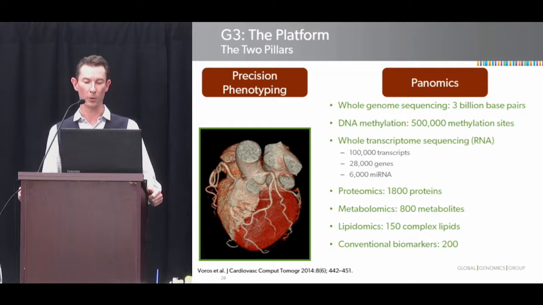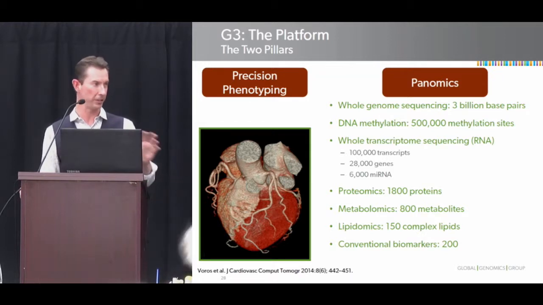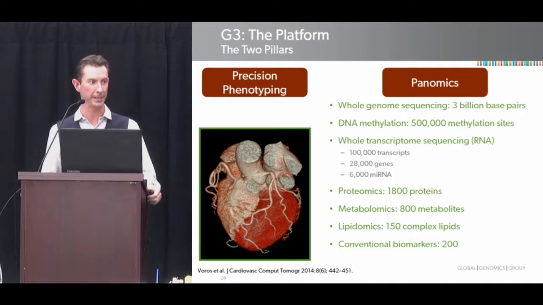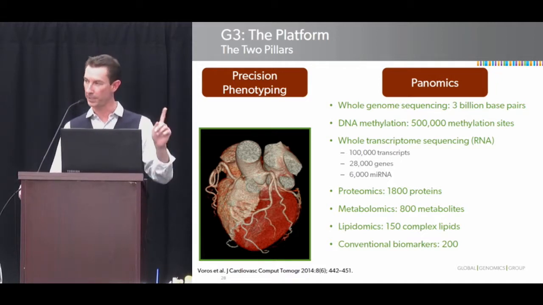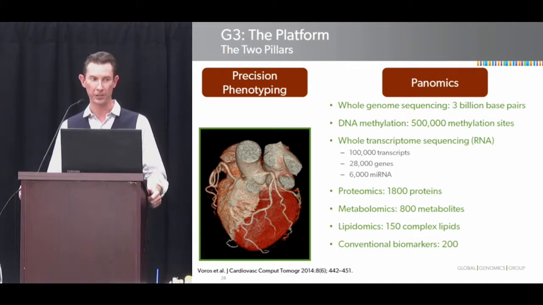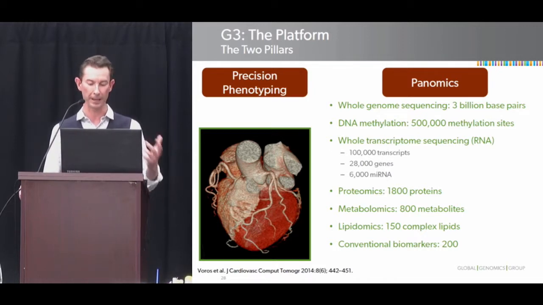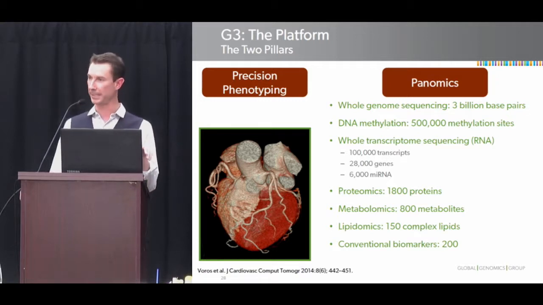First, we do whole genome sequencing. This is not genotyping, not exome sequencing, it's whole genome sequencing, all 3 billion nucleotides in every single patient. That's 1 terabyte of data per patient just on the whole genomes. Then we do DNA methylation analysis, RNA sequencing, proteomics, metabolomics, lipidomics, and glycomics, and a lot of other biomarkers. This is truly big data.